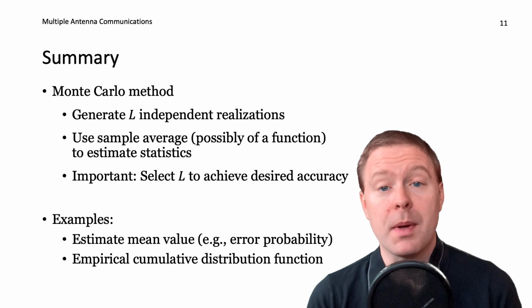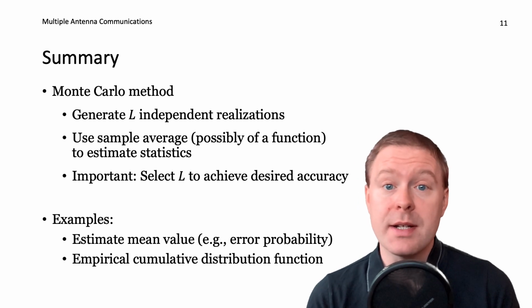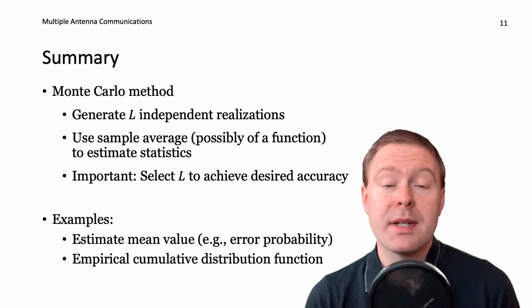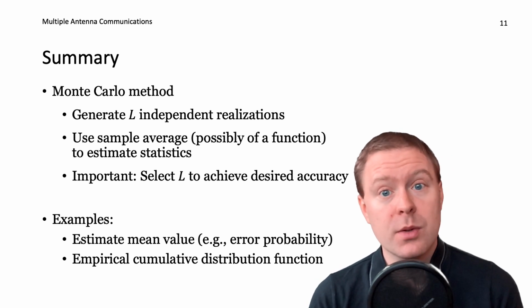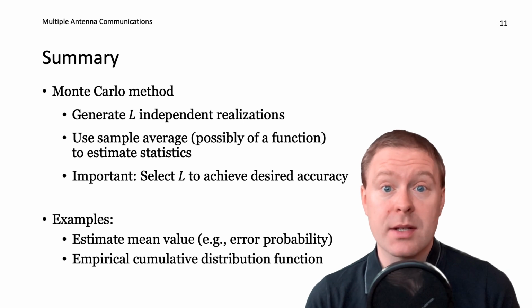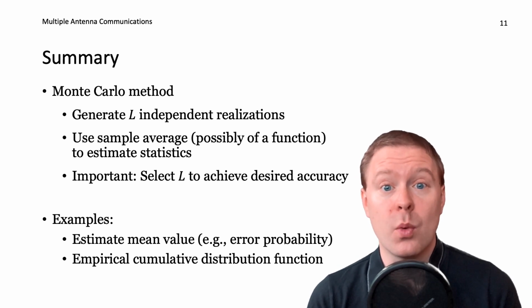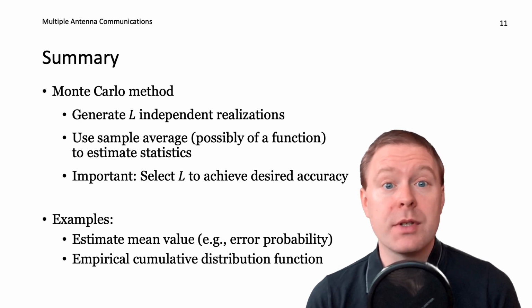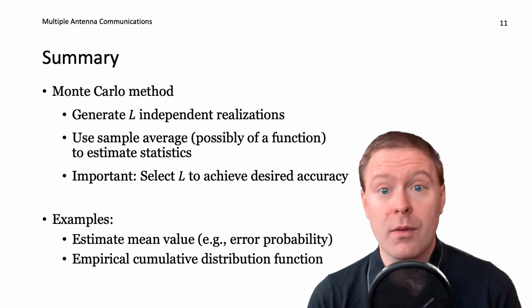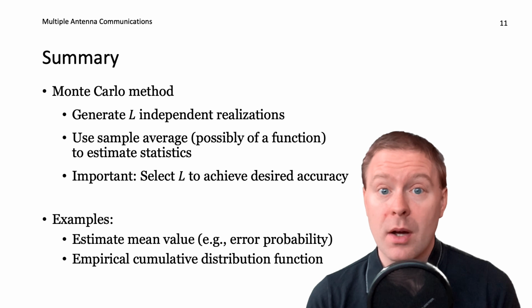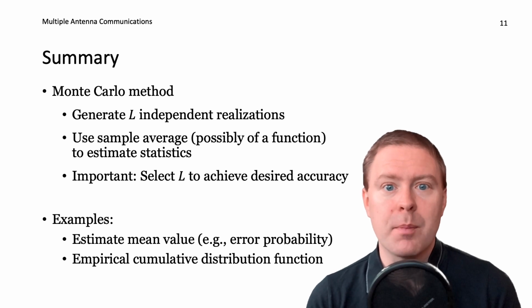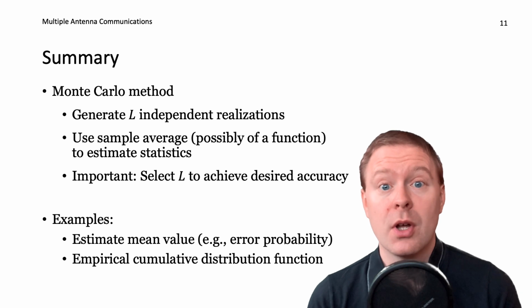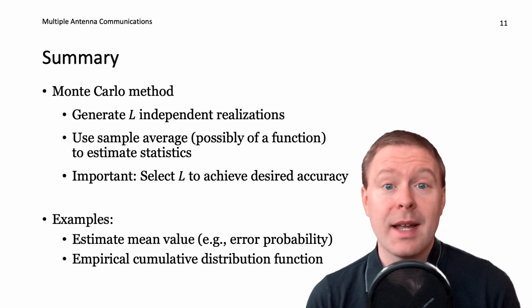In summary, the Monte Carlo method is based on generating L independent realizations of a random variable and compute the sample average of those realizations or some function of them in order to estimate statistical properties. And it's very important to select the right number L of realizations in order to get the right accuracy. And some examples of the use cases is to estimate the mean value of a random variable or the error probability of an experiment, or to estimate the entire empirical cumulative distribution function of a random variable that is providing a close approximation of the true cumulative distribution function that describes the entire random variable.